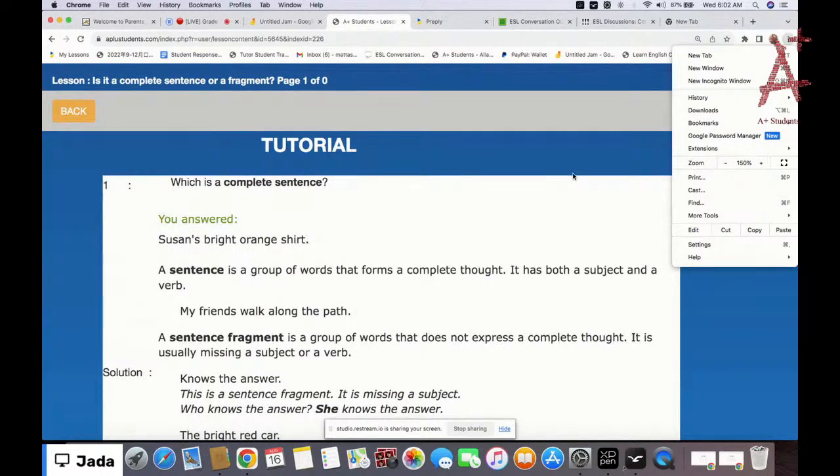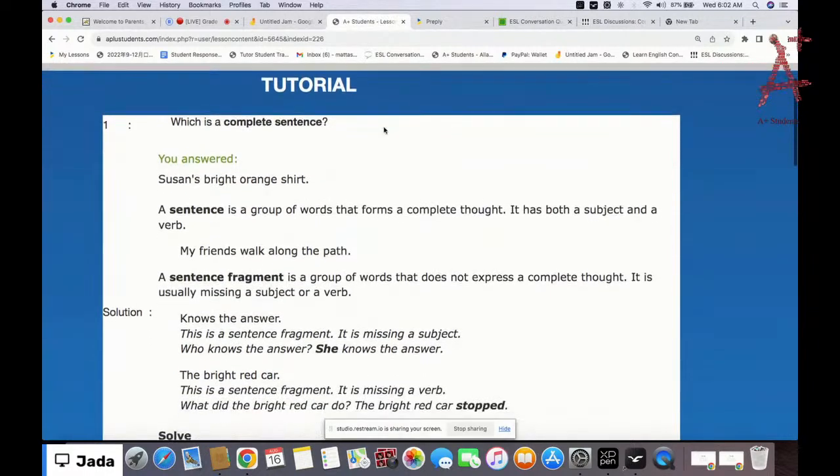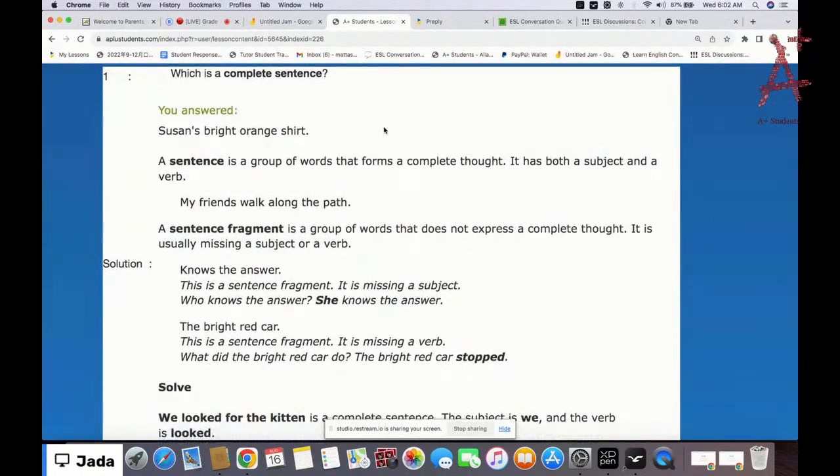Okay, so I hope that you can see my screen clearly. The first lesson is: is it a complete sentence or a fragment? Now, we need to know the definition of a complete sentence, and we also need to know the definition of a sentence fragment. If we do not know the definition of both of them, then we cannot move on with the test, and it's just going to be confusing for you because you do not know what we're talking about.